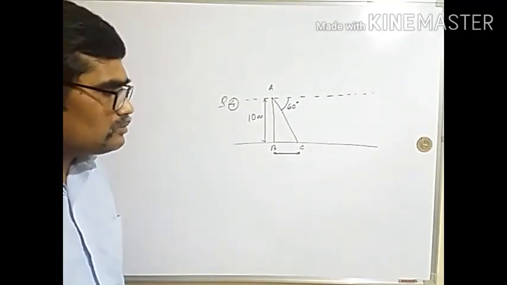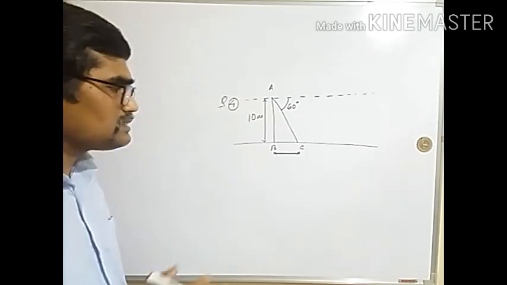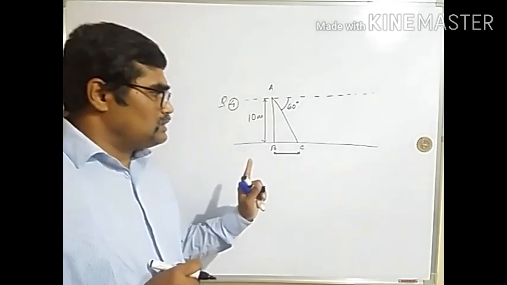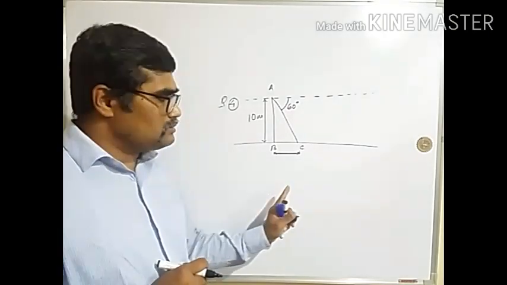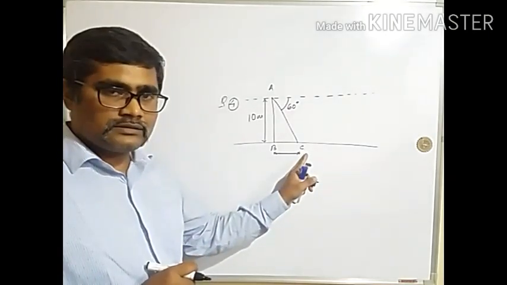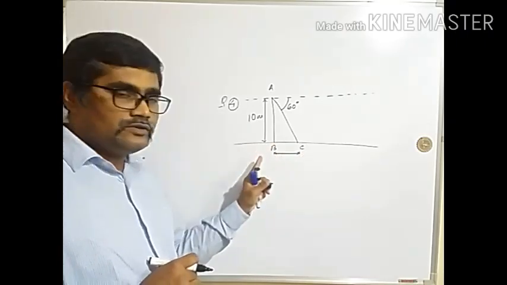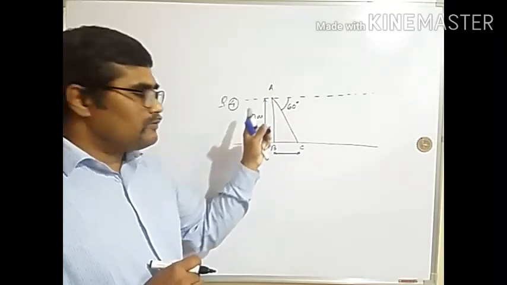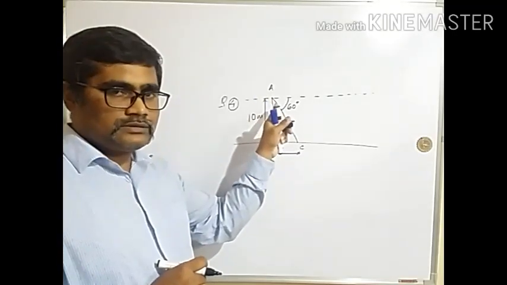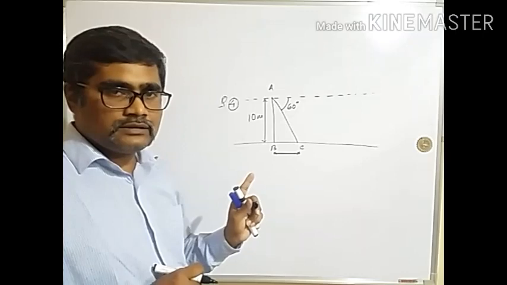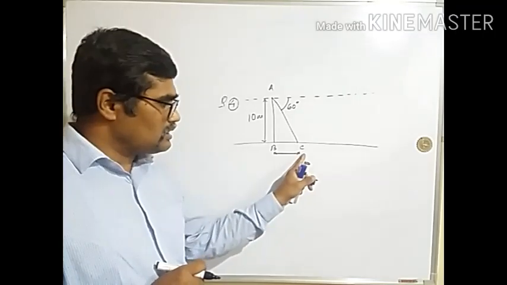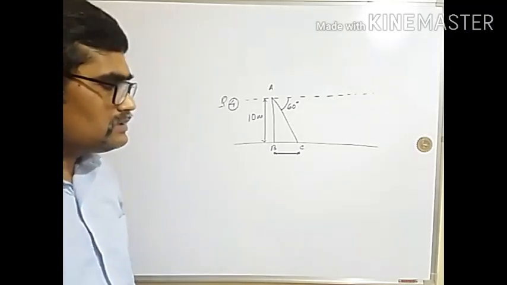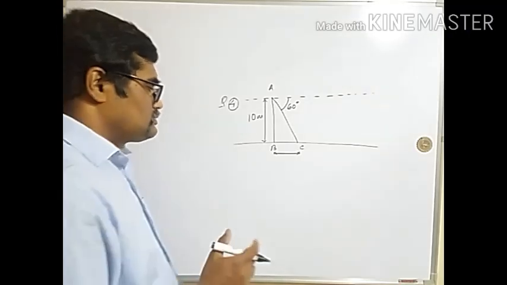तो एक बार complete question को सुन लो, कैसे ये set कर सकते हैं, ठीक है? The angle of depression of a car as viewed from the top of a 10-meter tower is 60 degree. Find the distance of the car from the foot of the tower. This is the question.